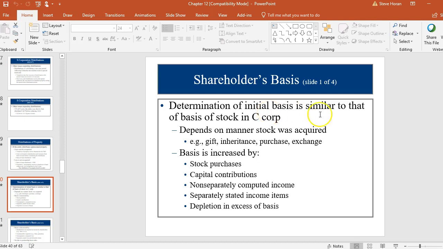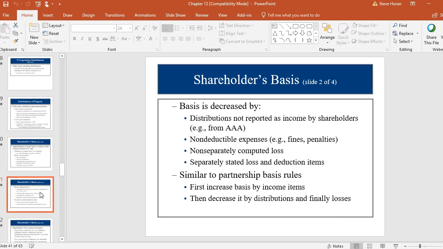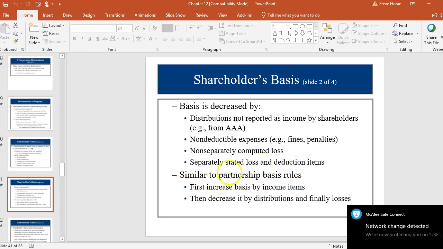So determination of initial basis is similar to the stock of a C Corp. It really depends on the manner the stock was acquired: inherited, purchase, or exchange. The basis is increased by purchases, capital contributions, non-separately computed income, separately stated income, and depletion in excess of basis. Basis is decreased by distributions not reported as income, non-deductible expenses, non-separately computed losses, separately stated losses, and very similar to the partnership rules.